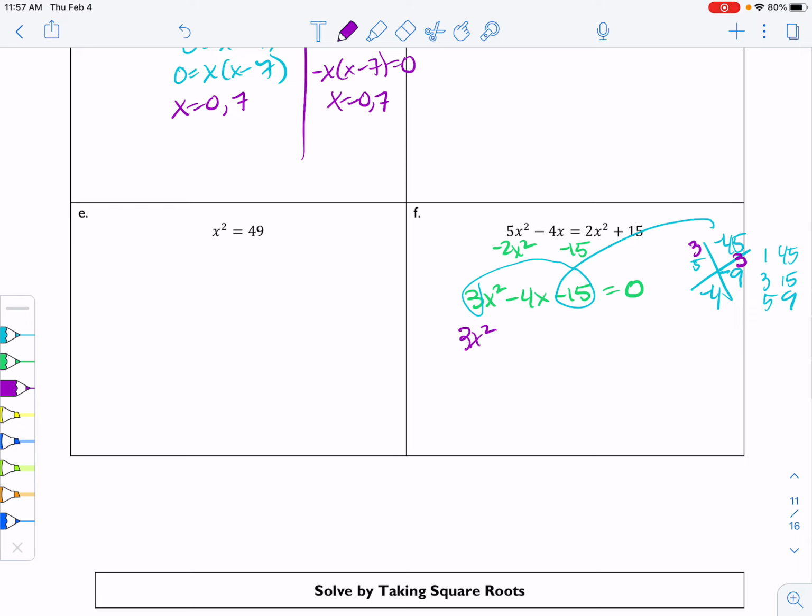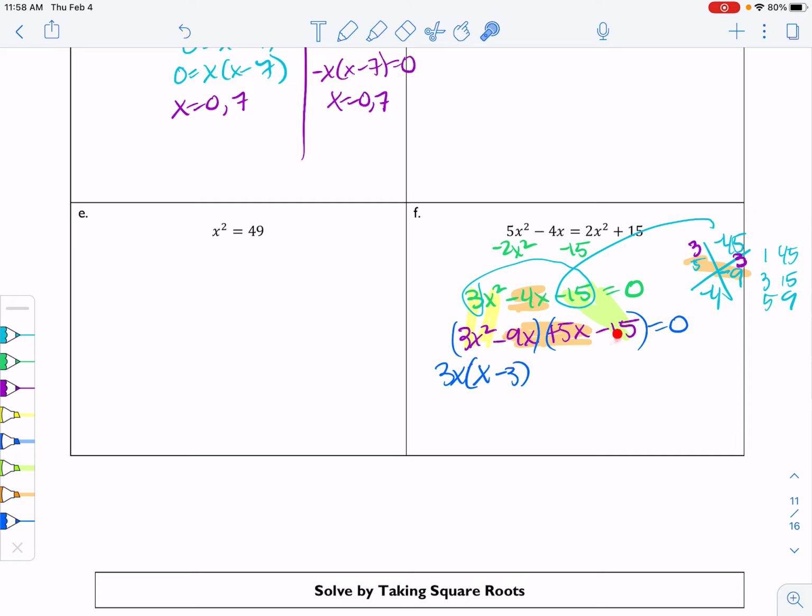If you do grouping, you do 3x squared minus the 9x plus the 5x minus 15. So these remain the same, and then I split this one based on these two numbers. All right. So then we group the first two and we group the last two. It still needs to be set equal to 0. This has a common factor of x and 3. So 3x squared divided by 3x is x. Negative 9x divided by 3x is 3.